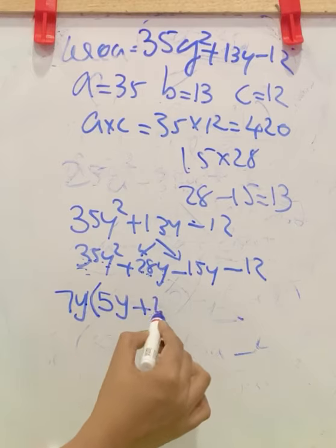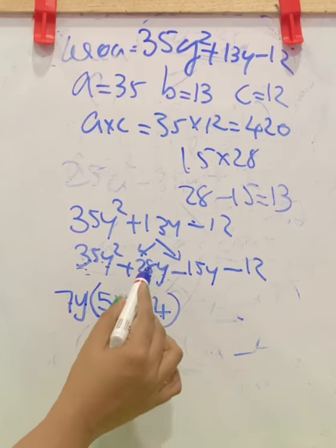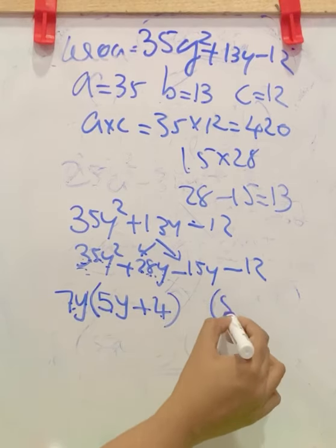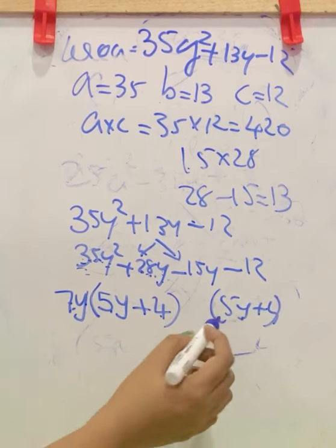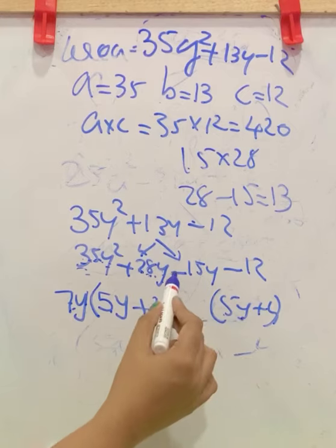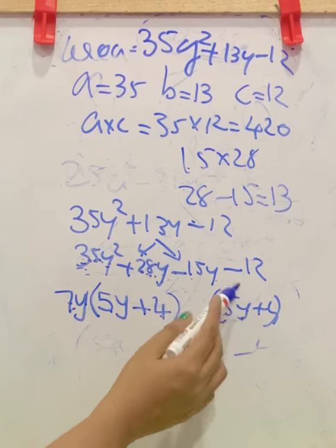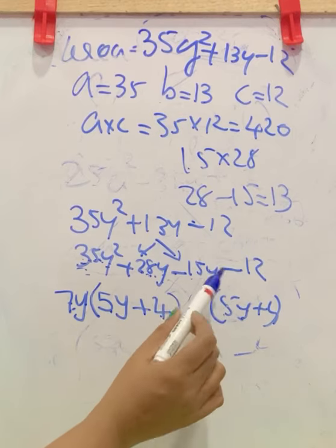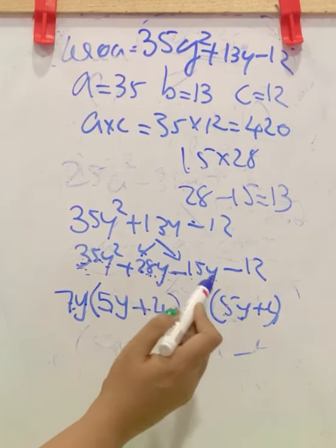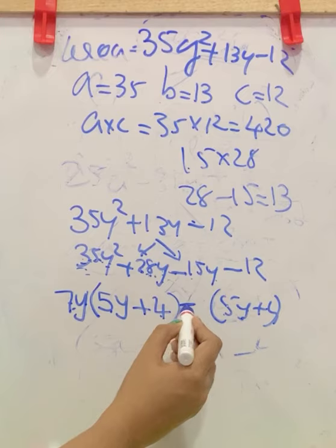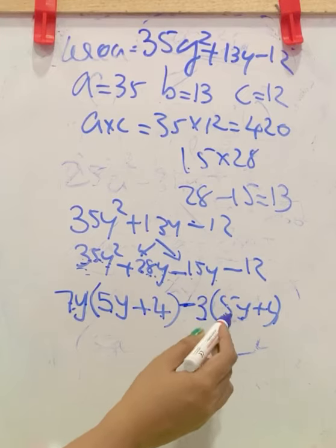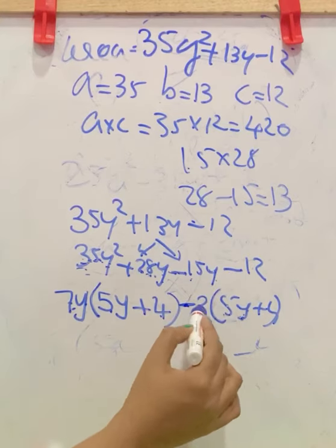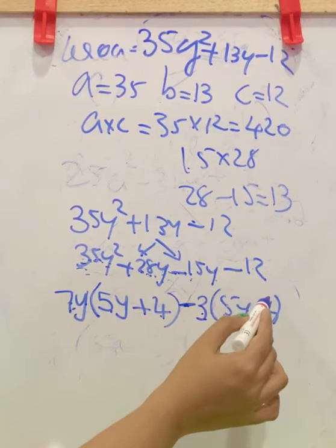In 28, 4: that is, 7 4s are 28. 7 5s are 35. Now first write 5y plus 4 here. Now check the dash into 5y minus 15y. Y is already here, so we don't want to put y here. Now 5 into what is minus 15? Minus 15 we want to get, so here it will be minus 3. Minus 3 into 5 is minus 15. Now check with this term: minus 3 into plus 4 is minus 12.